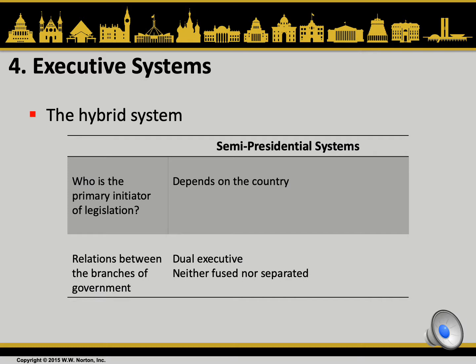In the semi-presidential system, the Constitution really stipulates who is the primary initiator of legislation, so it really depends on the country. Relations between the branches of government, because it's a dual executive, where you actually have a separation of part of the executive branch, the president, for instance, from the legislative branch. You still have the other executive who is connected directly with the legislative branch. So it's neither fused nor separated.